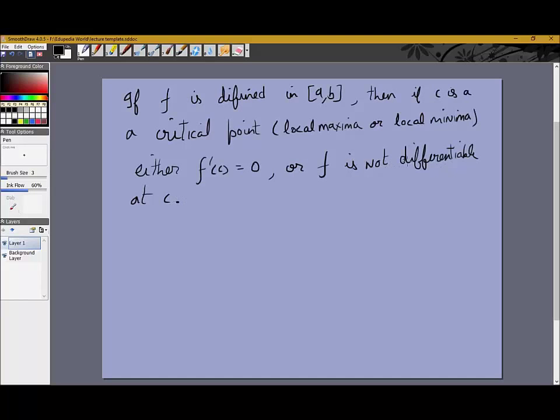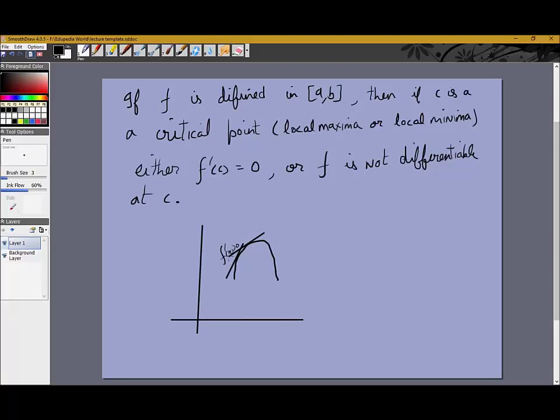I'll get to the second part, not differentiable, in a minute. Let's look at the first part first. If C is a point of local maxima, then it will look something like this. Now let's draw tangents to this. This is the tangent which has a slope which is some positive value. So the derivative f dash of x is positive here.